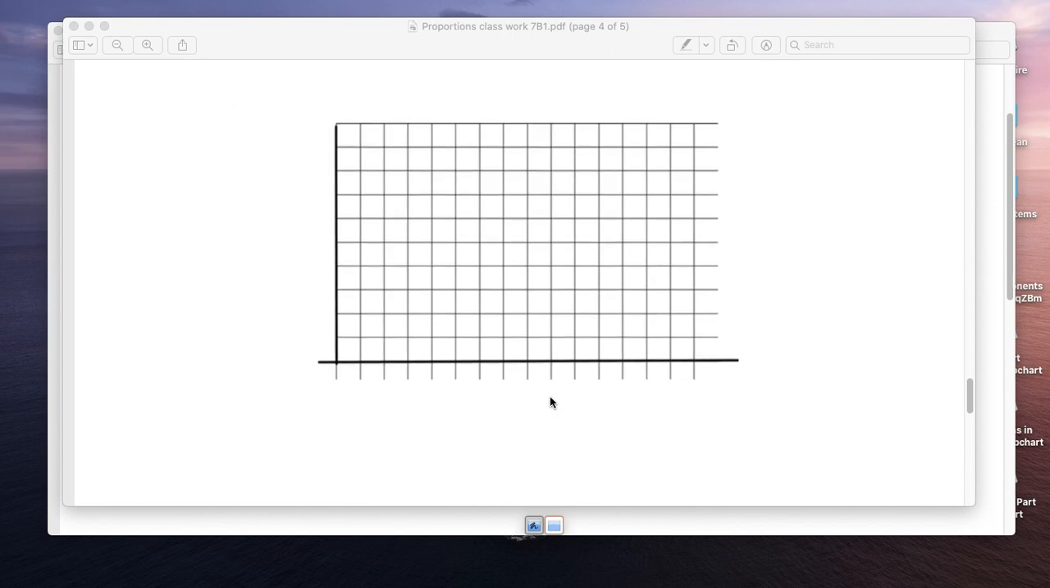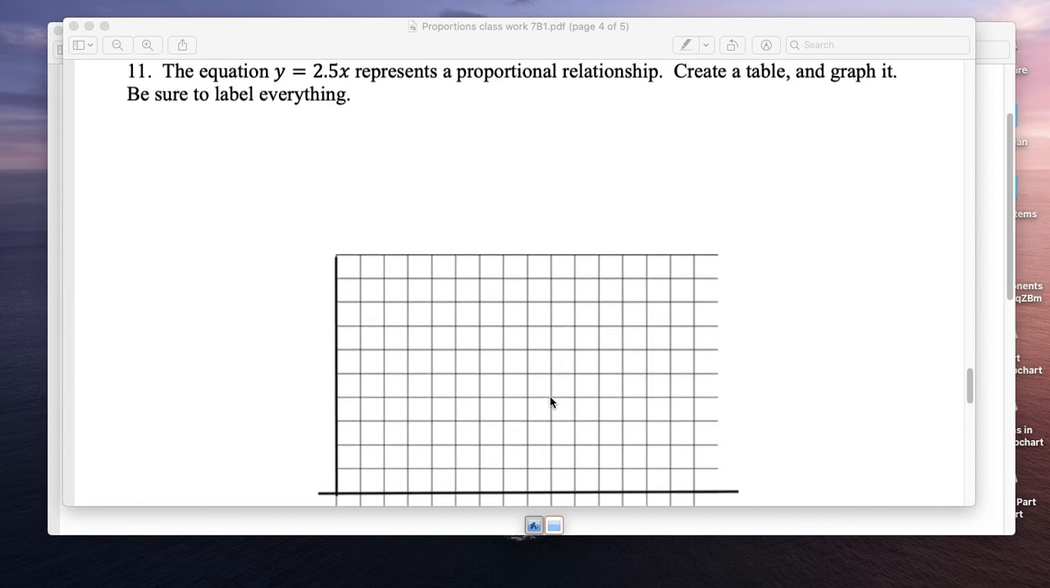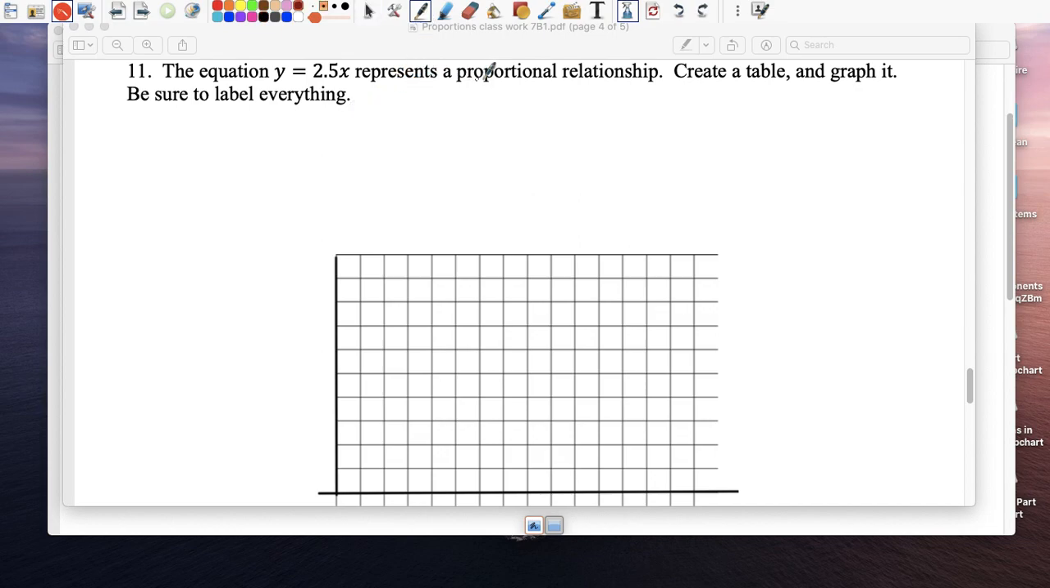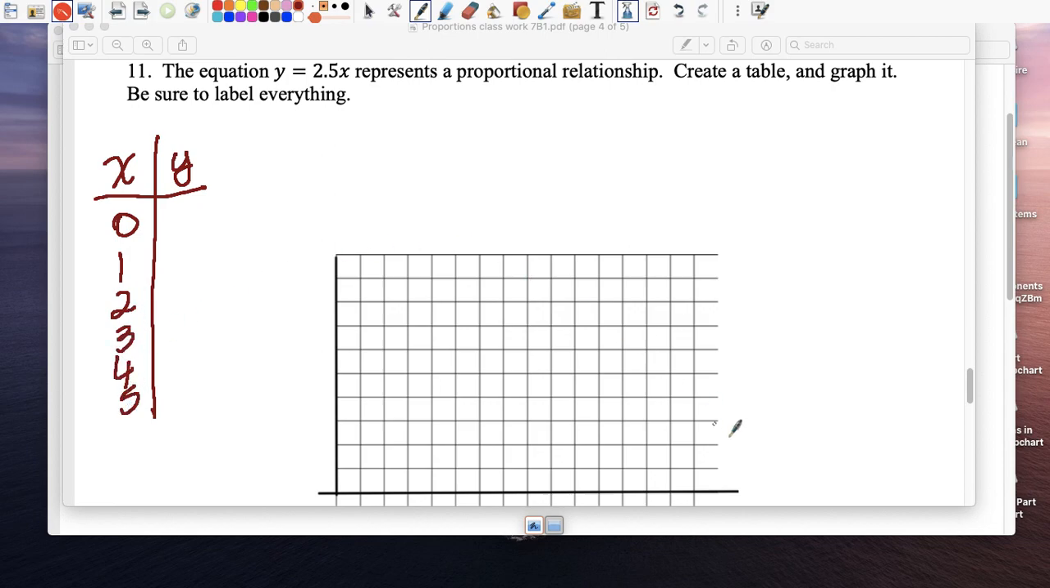Oh, last question. Here's the equation y equals 2.5x. It says it represents a proportional relationship. Create a table, graph it, be sure to label everything. All right, so let's create a table, x and y. Use easy points, right? I'm going to use the first 5 points. This is my x, this is my y.